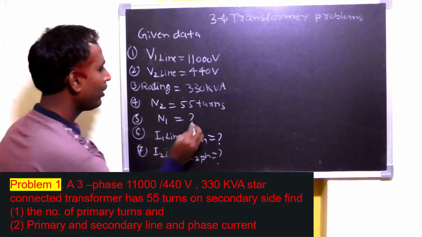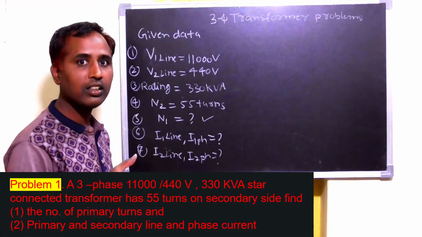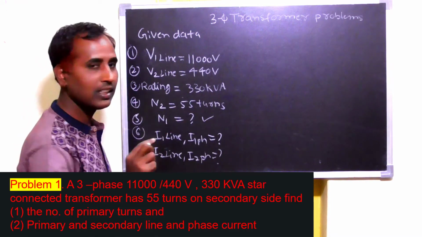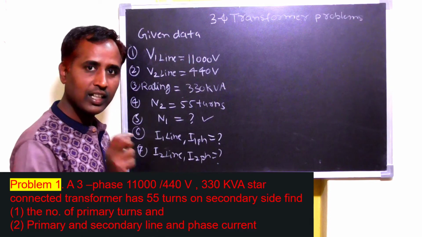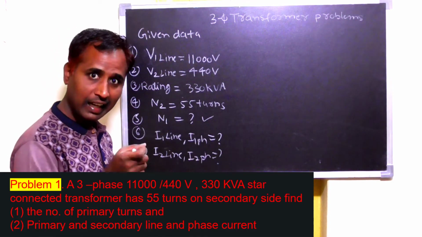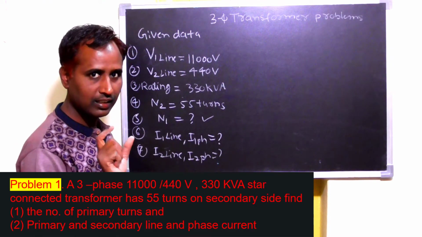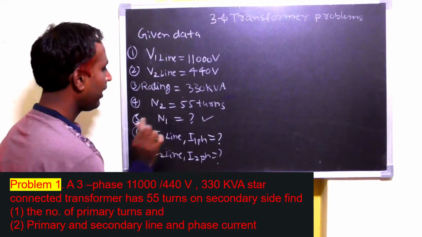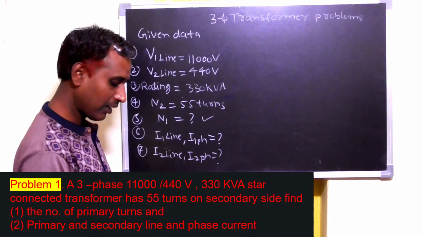Suppose I want to find N1. We know the turns transformation ratio. If you are finding N1, it is the turns transformation ratio. If you are finding the voltage, it is the voltage transformation ratio. If you are finding the current, it is the current transformation ratio. This point is very, very important. Now I will solve for N1. How to calculate N1?